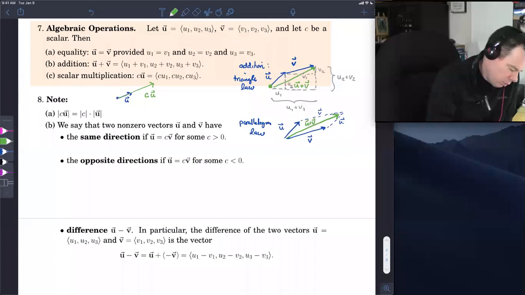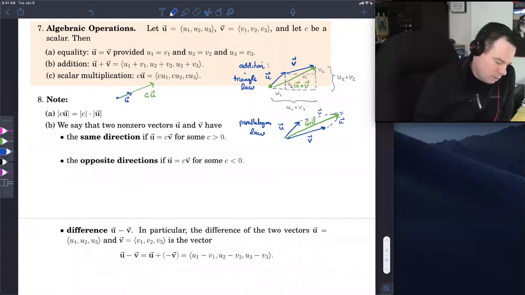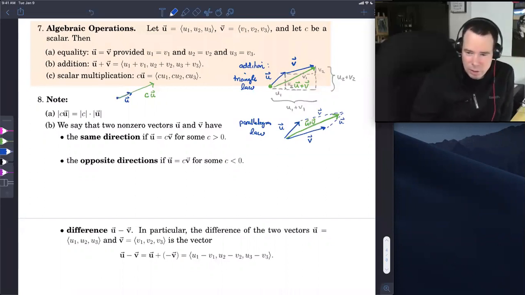A couple of things to note about these algebraic operations and how they relate to the vectors. If I scalar multiply a vector by c, then the length of the new vector is just the magnitude of c times the length of the old one. That's what note part A is saying. The length is very predictable. The length of c times u is just the size of c, the magnitude of the number you multiplied by, times the length of the original vector.